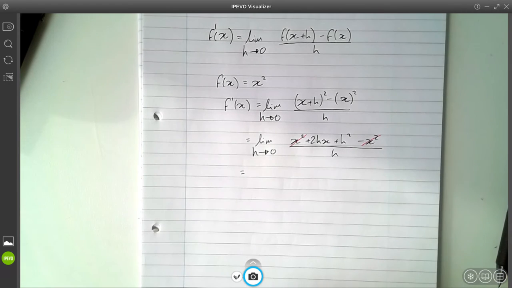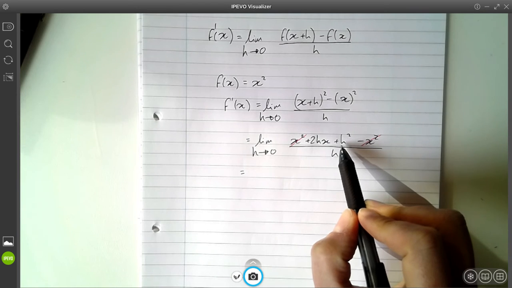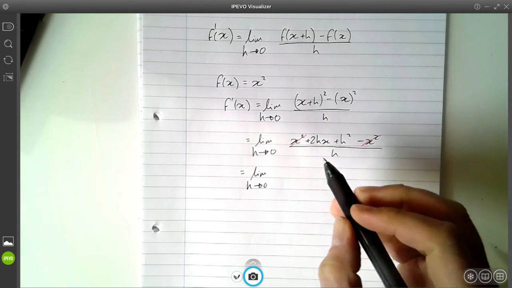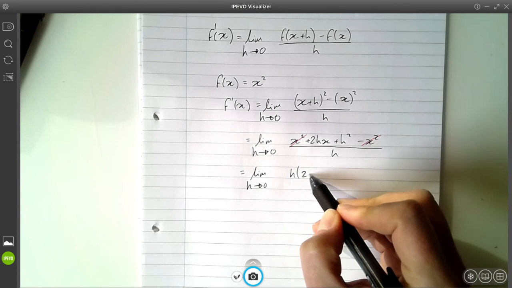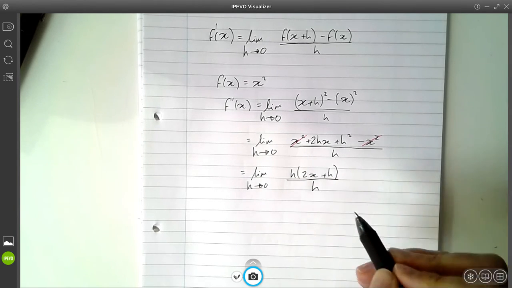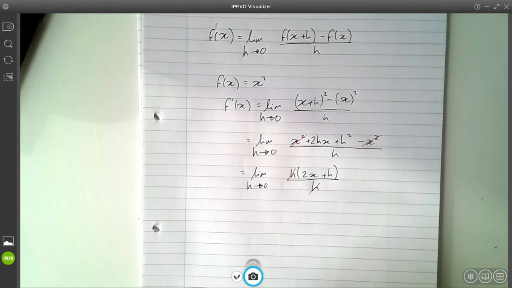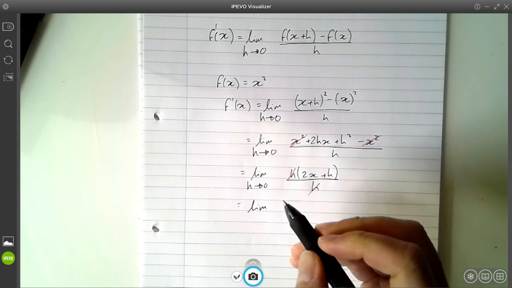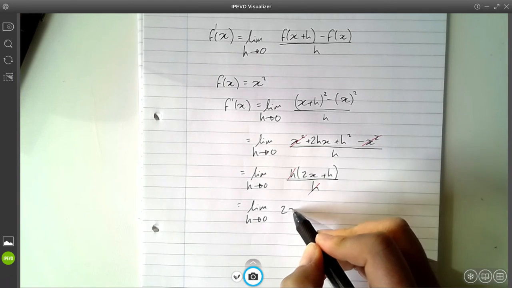And also what I'm going to do is I'm going to factorize h out of this top bit. So I'm going to write the limit as h tends towards 0 again, and I'm going to factorize this, so it's going to be h outside the bracket, 2x inside plus h, all divided by h. Now these h's cancel out, and we're just left with this end statement here, which is the limit as h tends towards 0 of 2x plus h.